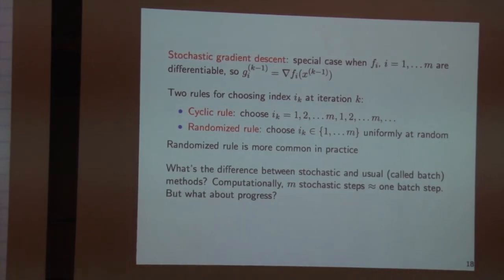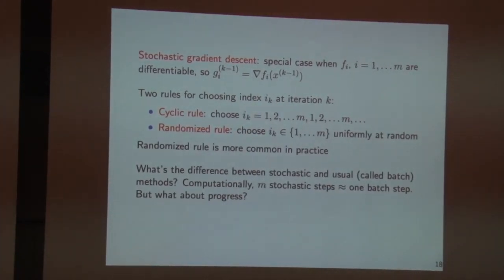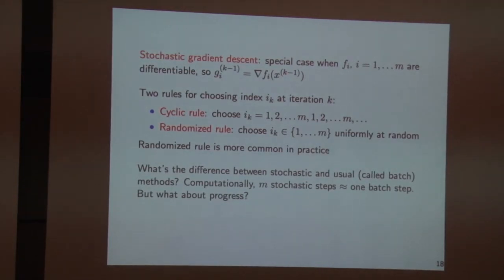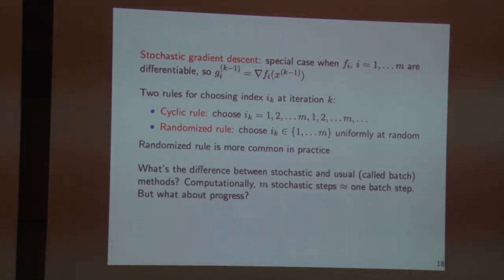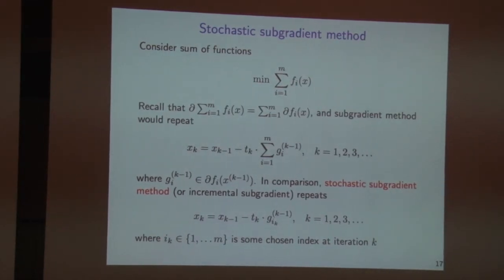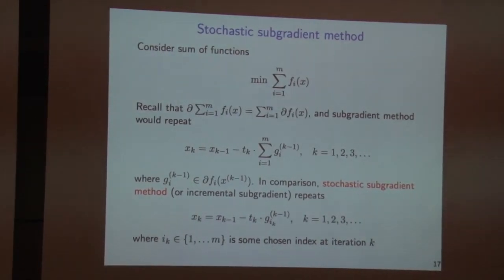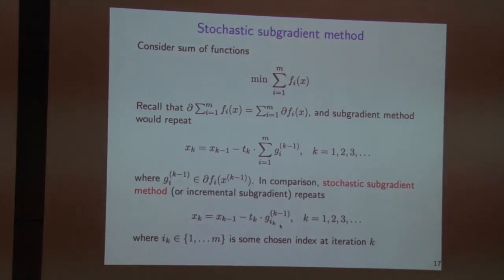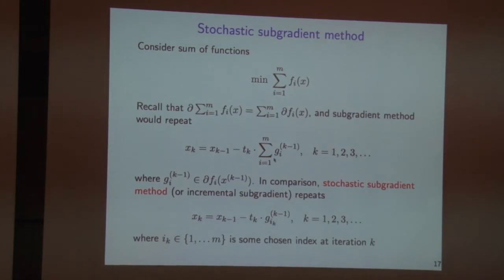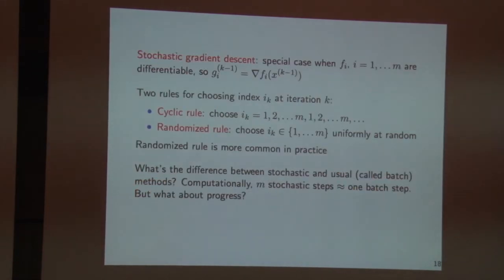So what's the difference between stochastic and the usual subgradient method, which we usually call batch subgradient descent? In the context of stochastic methods, if we end up computing the full sum of subgradients or gradients, we call it the batch method. Well, from a computational point of view, m stochastic steps is equivalent to 1 batch step in terms of the number of computations needed, because I'm having to compute 1 subgradient per update in the stochastic rule and m per update in the batch rule. So computationally, if I take m stochastic steps, that's the same as 1 batch step.